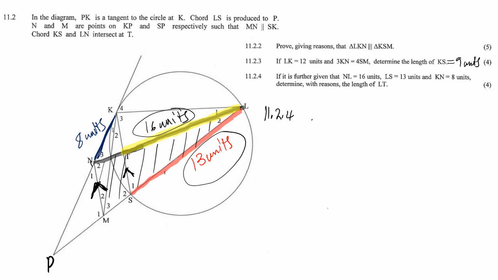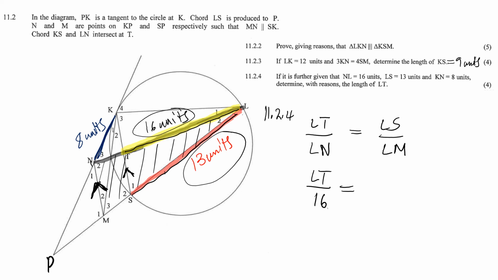We want LT, so we say LT, which is this one, all divided by the bigger one, LN, will be equal to LS over the bigger one, which is LM. Let's substitute what we have. We are given LN, which is 16. We are also given LS, which is 13. But we don't have LM, this bigger one. But we are given KN, which is 8.